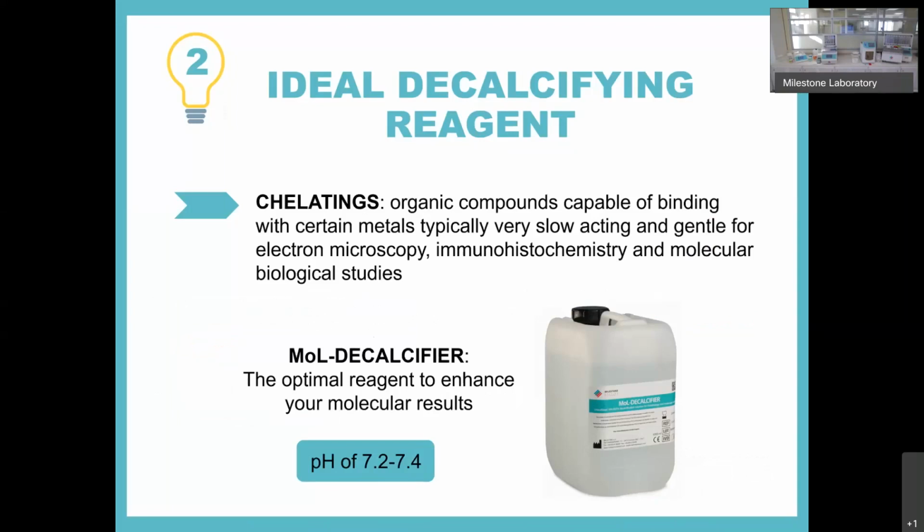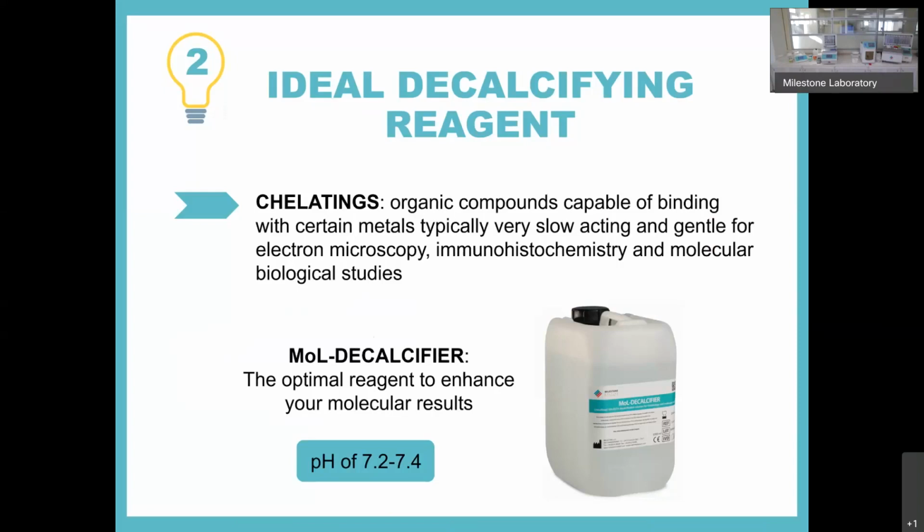The second type of decalcifying reagent is the chelating one, such as EDTA, with a very different mechanism of action. They work by capturing calcium from the surface of apatite crystals. The process is very slow and gentle, more appropriate for labs where very high quality is required, and molecular testing like immunohistochemistry, FISH, or PCR can be possible.